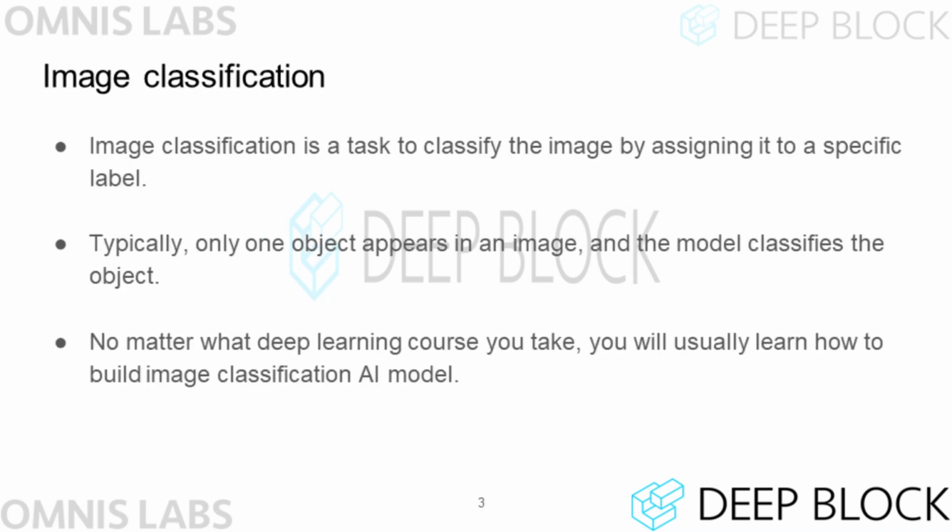Image classification refers to the task of classifying an image by attaching a certain label to it. In general, when there is an object in an image, classifying images based on object names is a common example of image classification. If you take any deep learning course, you will learn about image classification technology.